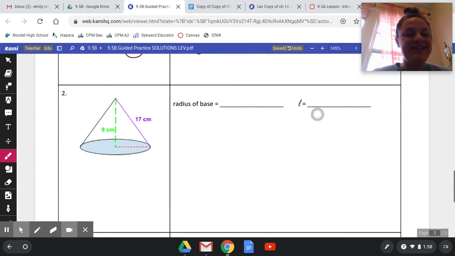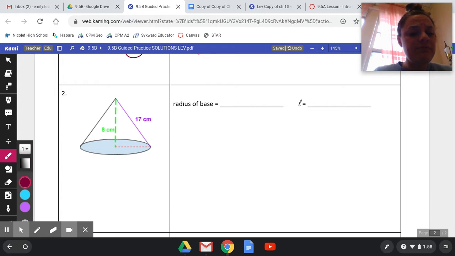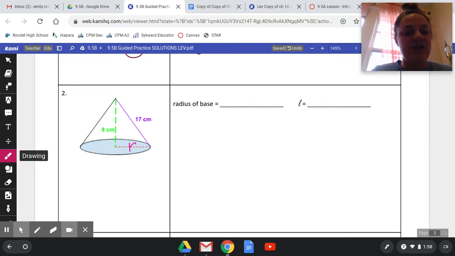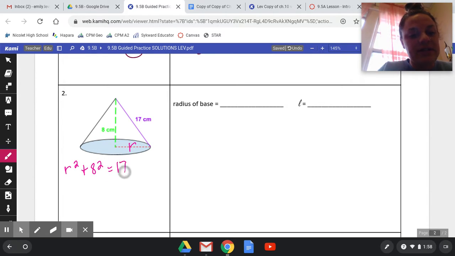Next, in this case, you'll notice that I am not given my radius. I need to find that actually. So my radius is this red dashed line right here. I don't have it. I need to use Pythagorean theorem. R squared plus 8 squared equals 17 squared. You can use Pythagorean theorem to find this. You could also remember that this is a Pythagorean triple, or you could remember from when we found the volume of this same cone, the radius is equal to 15. So r is equal to 15. My radius of my base is 15.